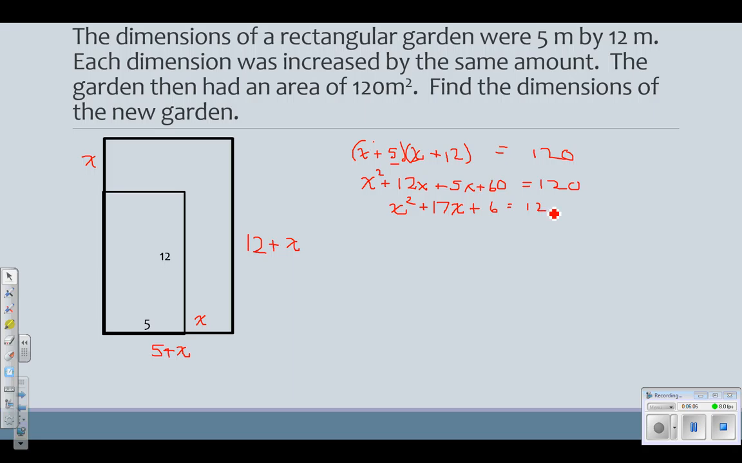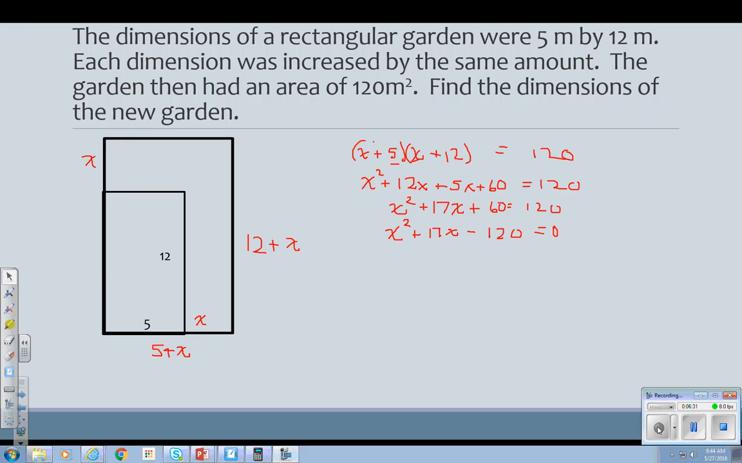Again, I need to have this set to 0. So I'm going to get x squared plus 17x, and if I subtract 120 from both sides, I get negative 120, and that equals 0. Okay. Again, you could factor, if you wanted, factors of negative 120 that add to 17.